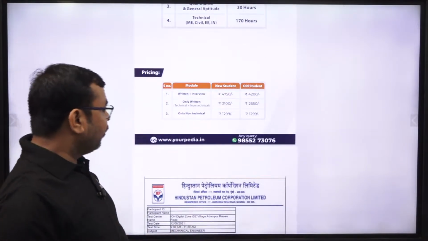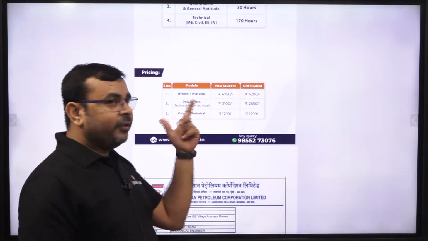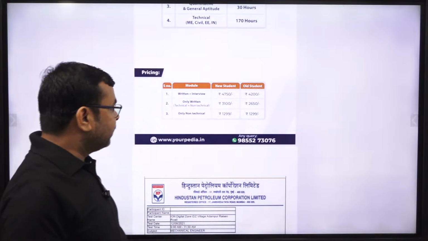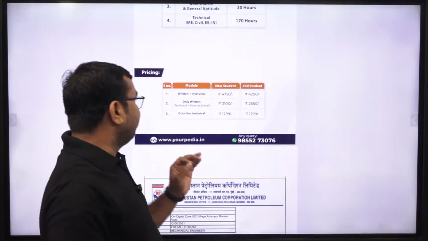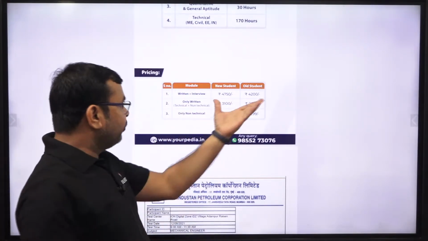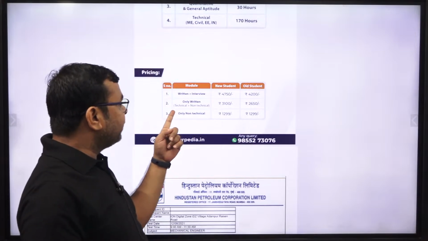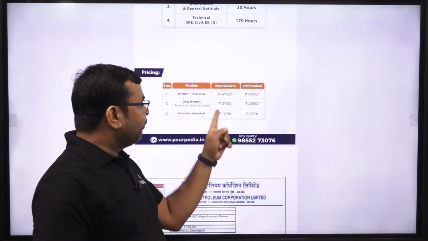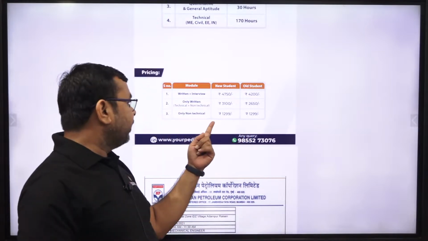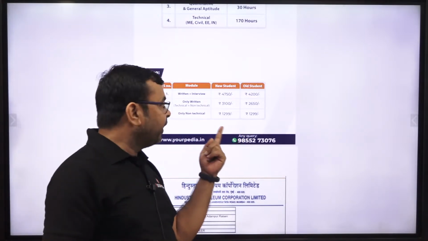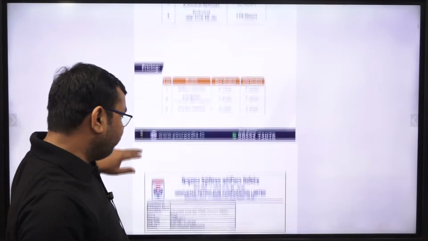Now about the pricing of this module. If you opt for written plus interview and you are a new student, you need to pay 4,750 rupees, which is a very nominal fee. For old students the fee is 4,200 rupees. For the written exam only, covering technical as well as non-technical, the fee is 3,100 rupees, and 2,650 for old students. If you opt only for non-tech, it is 1,299 rupees, and the same fee for old students. So this is all about fees.